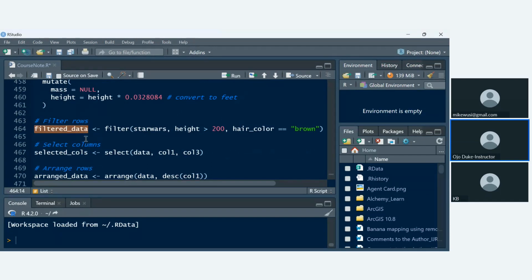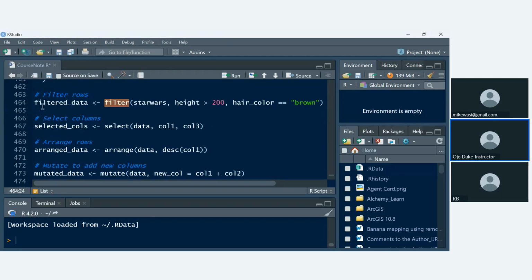So we did all of that, and then we looked at the filter. Here in this example, we're able to filter the Star Wars data where the heights are greater than 20 and the hair color equals brown and all of that. So this particular example in line 464 helps you to filter your data for further manipulation.